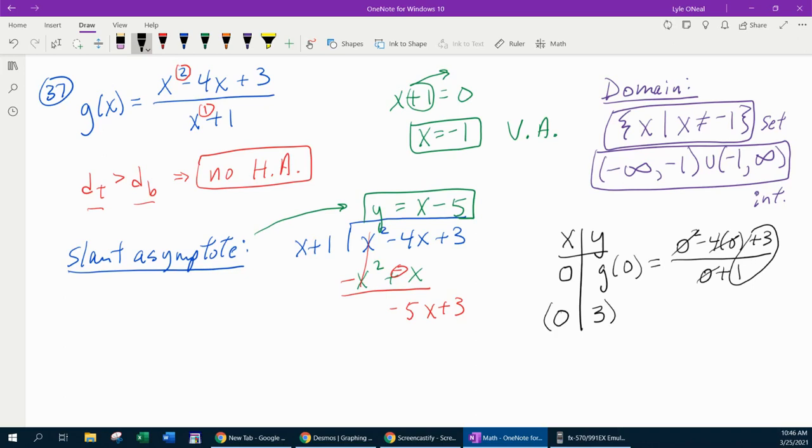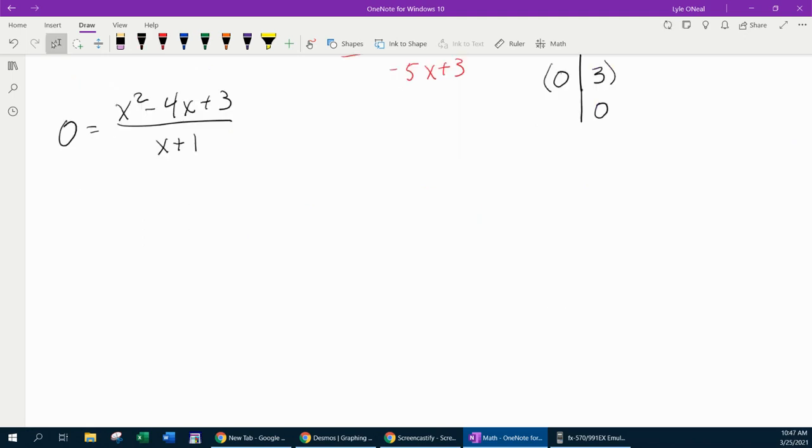Then to find the x-intercept, or intercepts, we need to let y be 0. And remember, g of x represents y. So we're going to set this fraction equal to 0 and solve. So now I have the function set equal to 0, and I need to solve for x. So the first thing I'm going to do is get rid of this fraction by multiplying by the denominator. And whatever I do to one side, I have to do to the other. However, 0 times anything is 0. So that side is still going to be 0.